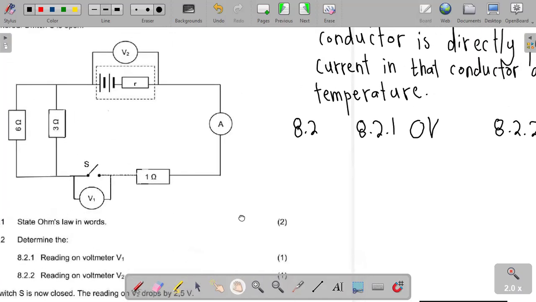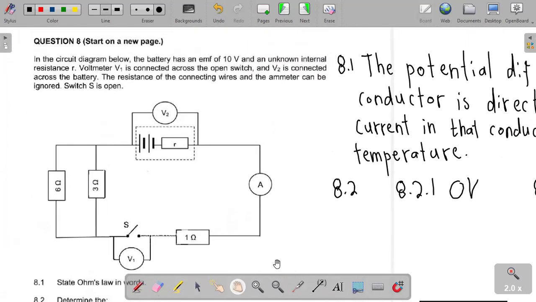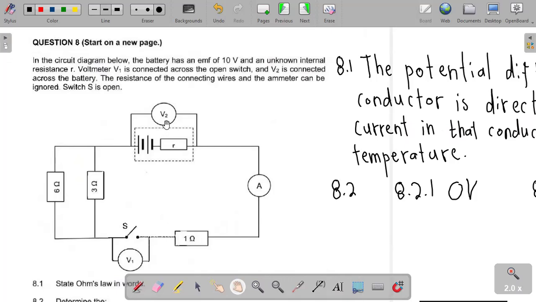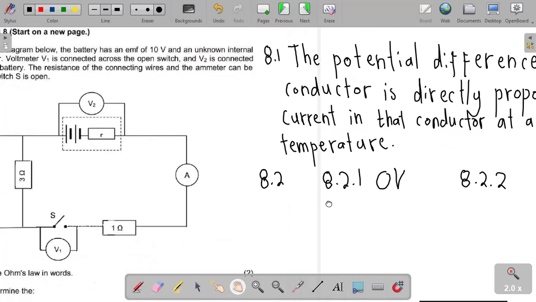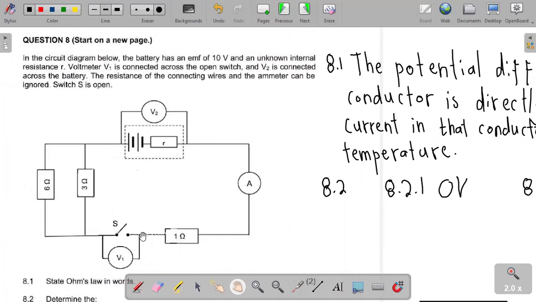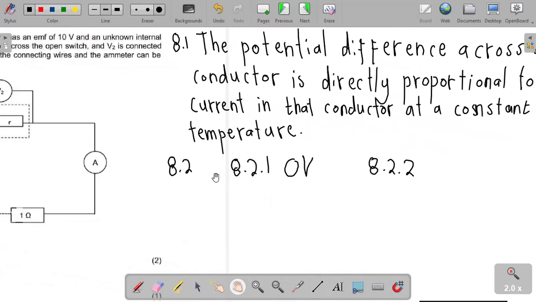Okay, and then let's go to the reading on V2. V2 is connected across the power source. So it's connected across the battery in this case. So then what happens? If there is no current moving, then it means that the voltmeter across the battery will read the EMF. So then it means our answer here would be 10 volts. Okay.